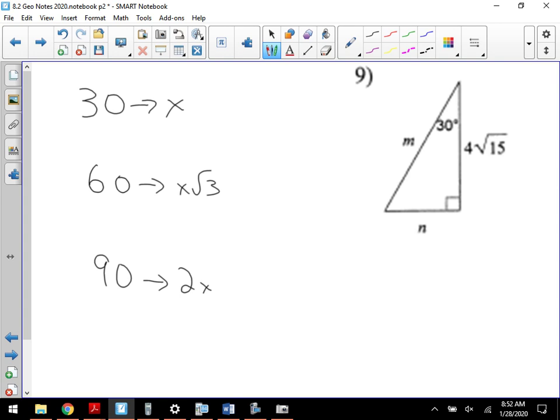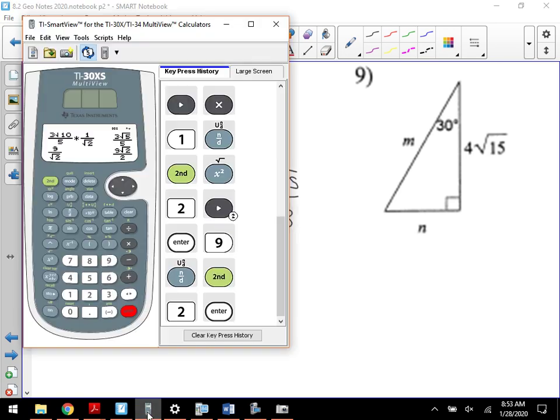In this one, we know across from the 60 is 4 root 15. So that'd be 4 root 15 divided by root 3. Yes, sir. That's your answer. So then you divide this out by the square root of 3 to get the x value by itself. So put this in the calculator.